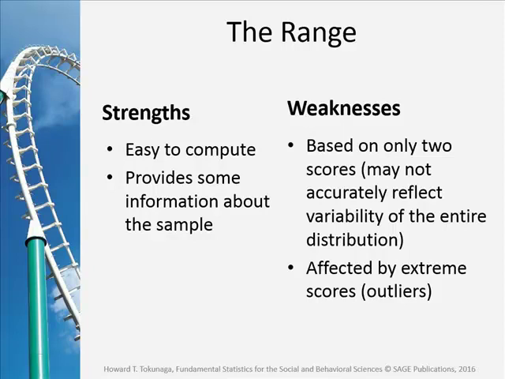So it's affected by extreme scores. Those outliers are going to affect the range. Because if you have 2 outliers, a really, really smart person and a really, really dumb person, that doesn't describe the other 38 people in the room.